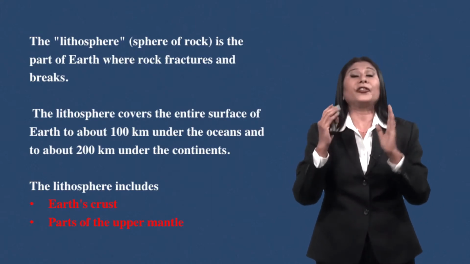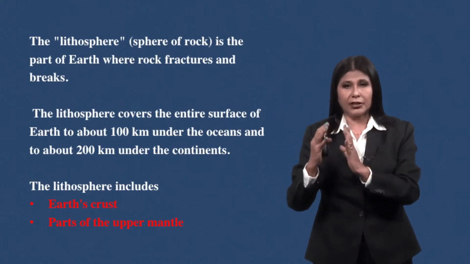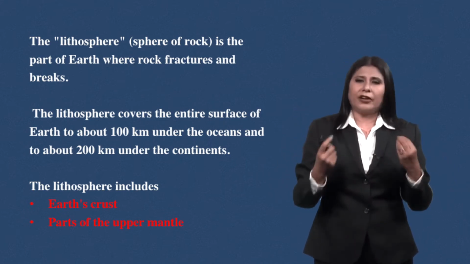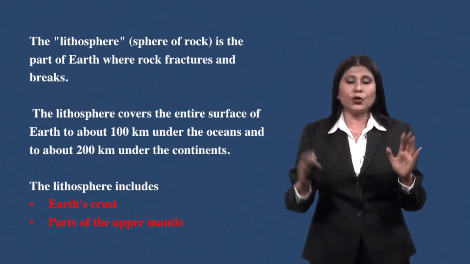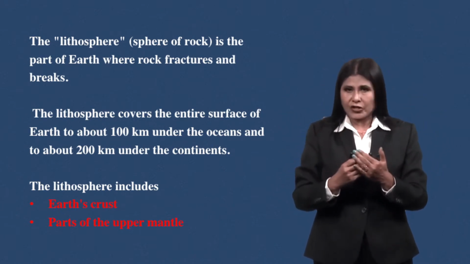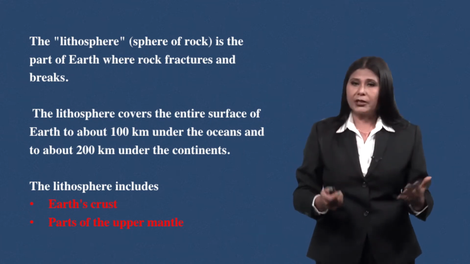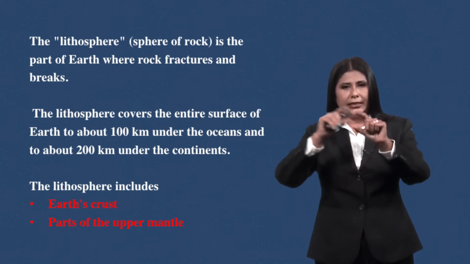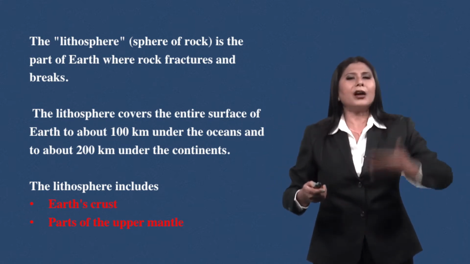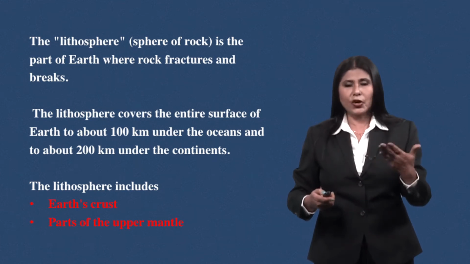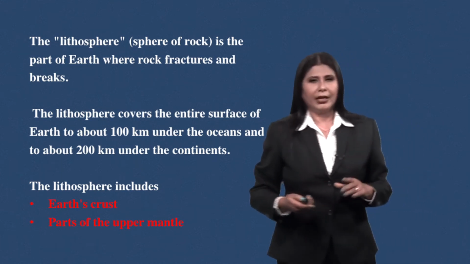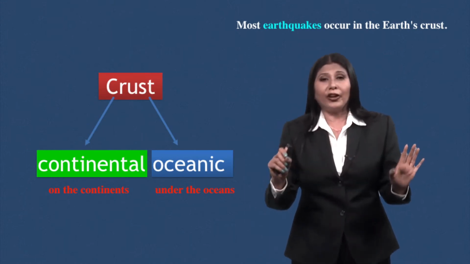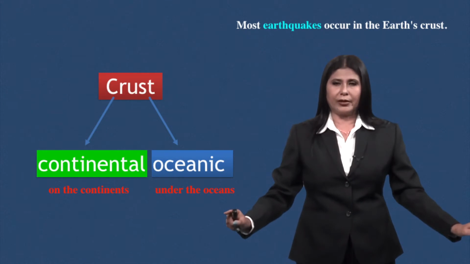Lithosphere, or sphere of rock, is the part of the earth where rock fractures and breaks. The lithosphere covers the entire surface of the earth to about 100 kilometers under the oceans and to about 200 kilometers under the continents. Lithosphere includes earth's crust as well as parts of the upper mantle. So, in short, we are standing on the lithosphere, and earthquakes and such phenomena occur on the earth's crust only.